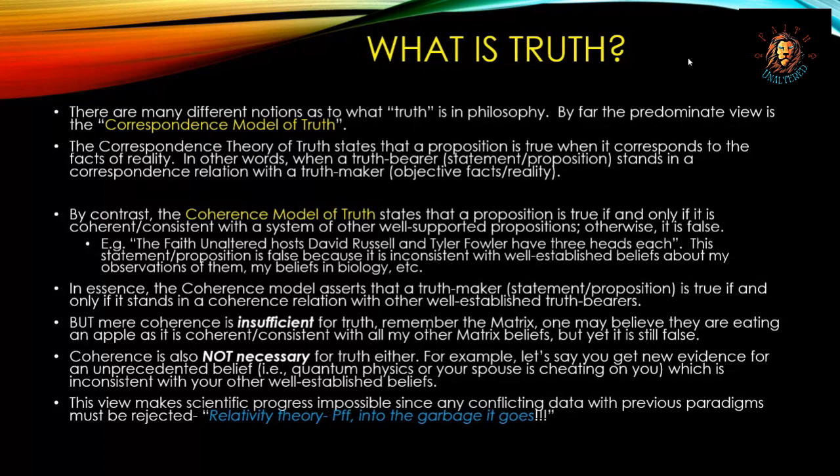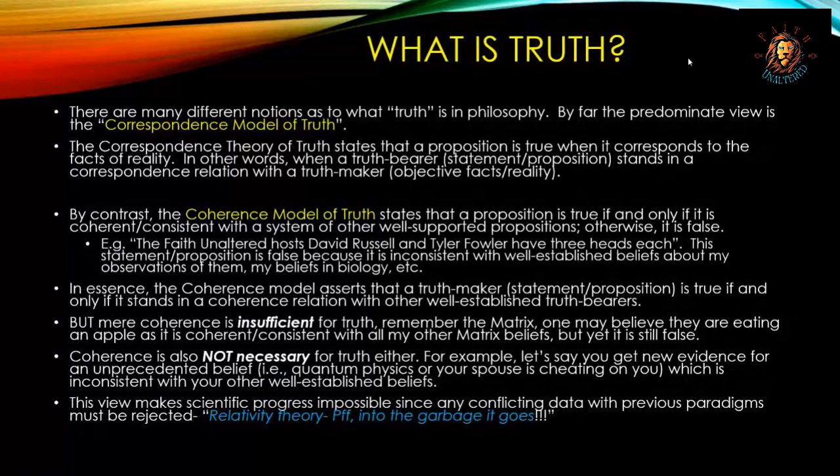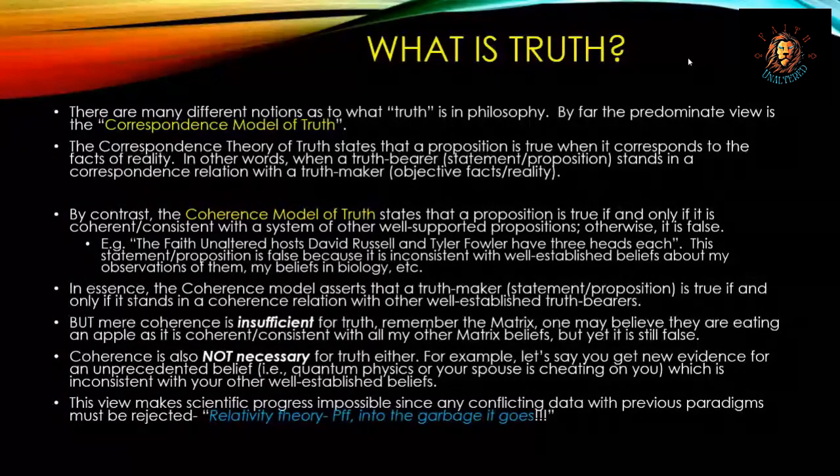Another popular one is called the coherence model of truth. Now, the coherence model states that a proposition is true if and only if it is coherent or consistent with a system of other well-supported propositions that you hold. Otherwise, if it's inconsistent, then it is false. So here's an example. The Faith Unaltered hosts, David Russell and Tyler Fowler, have 3 heads each. That's my proposition or statement. That's my truth bearer that I'm wanting you to accept. Now, obviously, this statement is false.